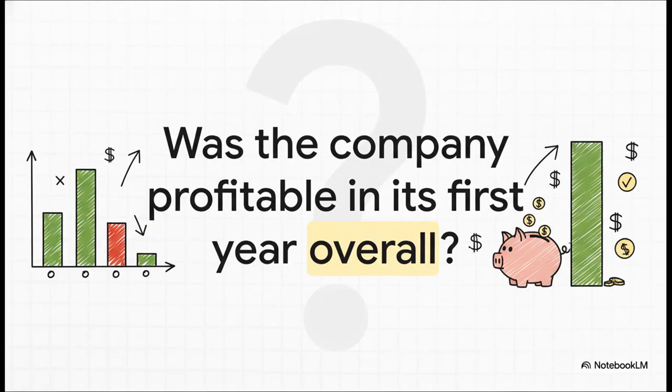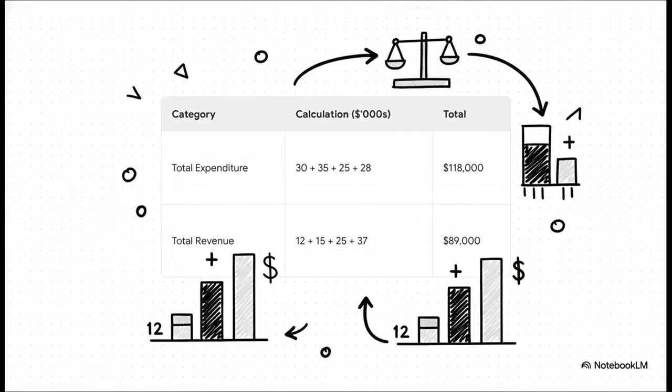So looking at one quarter is one thing, but what about the big picture? A profit here or there is great, but did the company actually make money over the entire year? Well, to find that out, we do the exact same thing we did before. We get our totals. We add up the values from all the expenditure bars, which gets us to $118,000. Then we add up all the revenue bars, and that gives us $89,000.